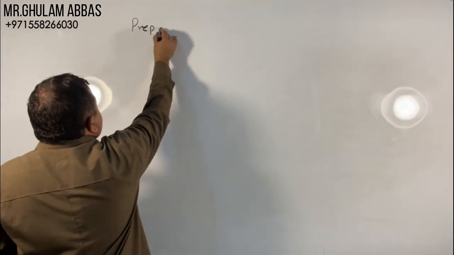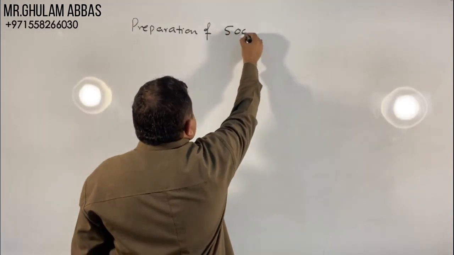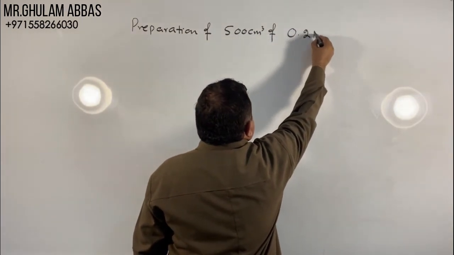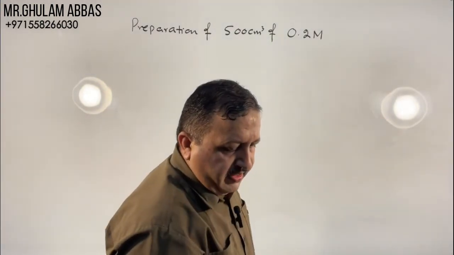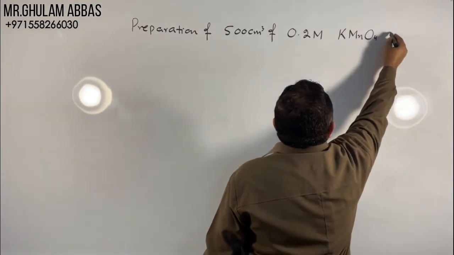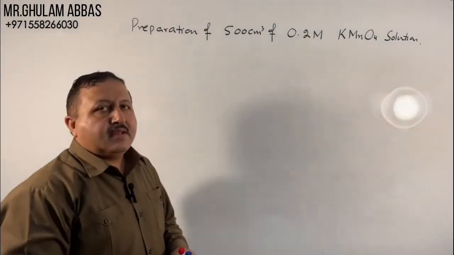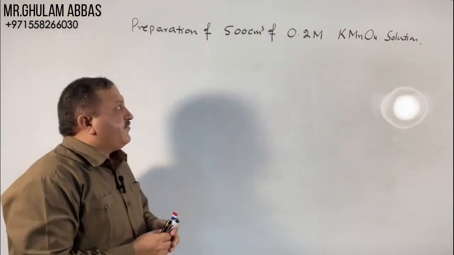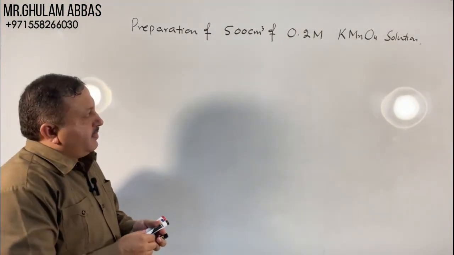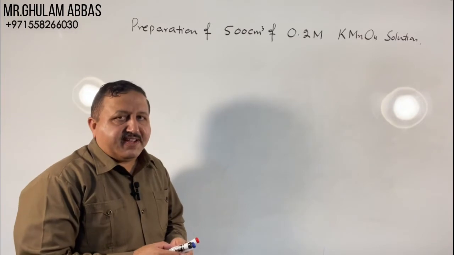Preparation of 500 cm cube of 0.2 molar KMnO4 solution. How we can prepare 500 cm cube of 0.2 molar KMnO4 solution? This is a very important numerical in solutions, and I will explain it in a very simple way.